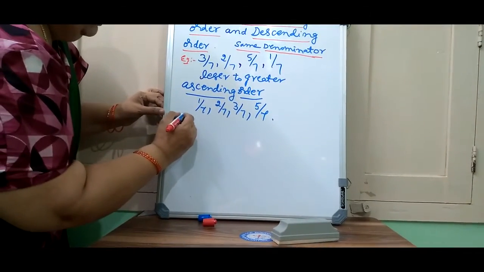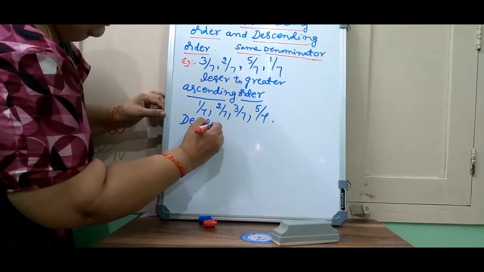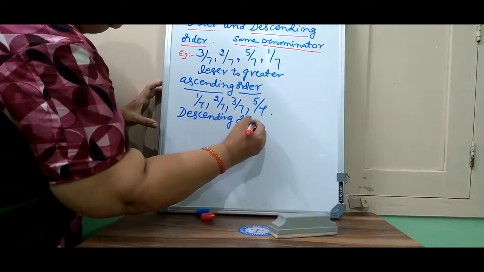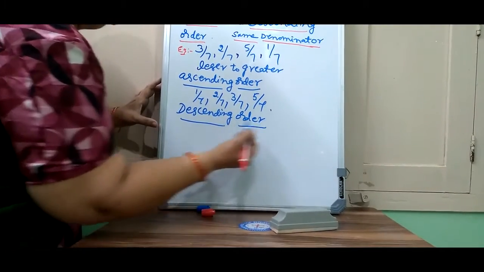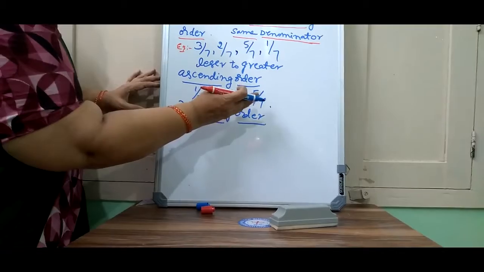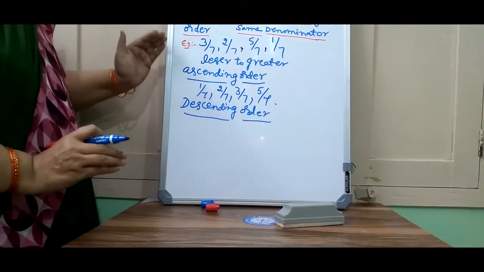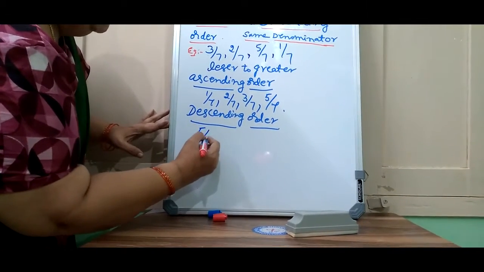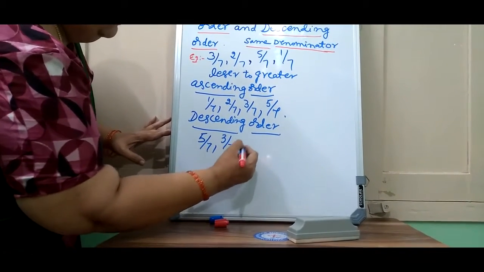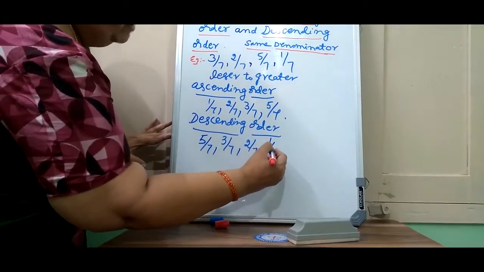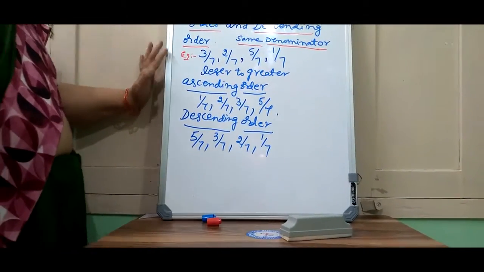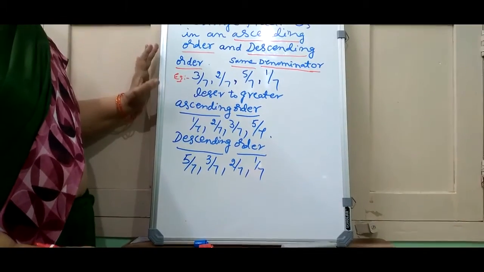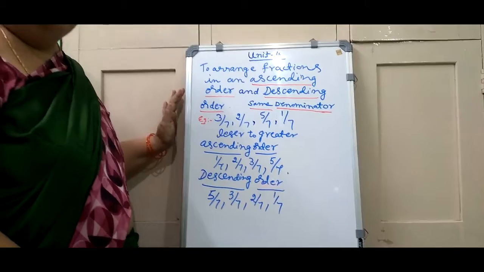Next, how to write in the descending order. Descending order means from greater to lesser. You just write the reverse of this. When you have written the ascending order, it is easy to write the descending one. Let me write 5 by 7 first, then 3 by 7, then 2 by 7, then 1 by 7. That's all. So now we have arranged the fractions having the same denominator in ascending as well as descending order.